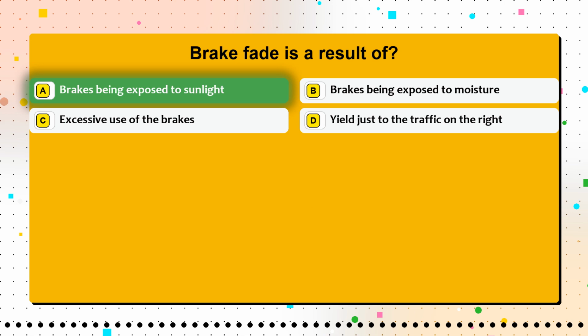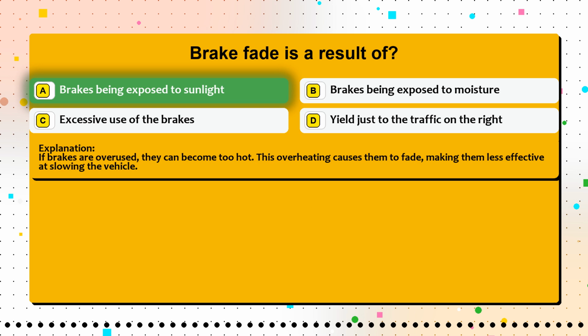The correct answer is option A. Brakes being exposed to sunlight. If brakes are overused, they can become too hot. This overheating causes them to fade, making them less effective at slowing the vehicle.